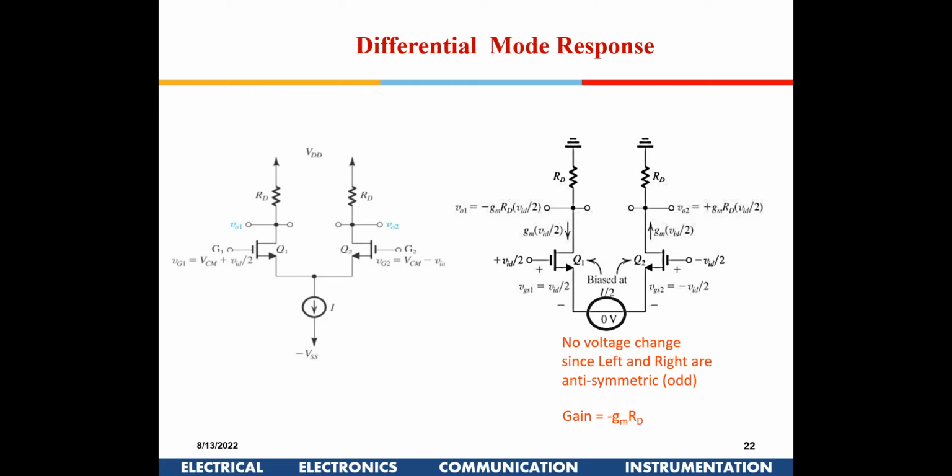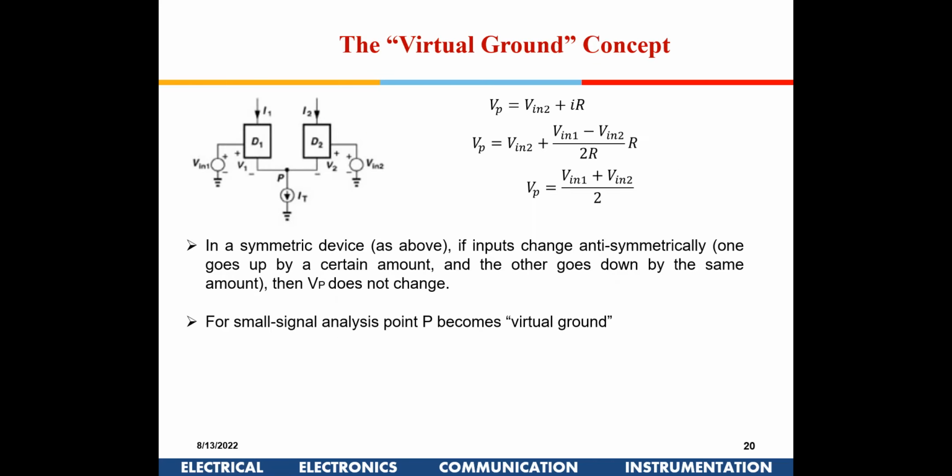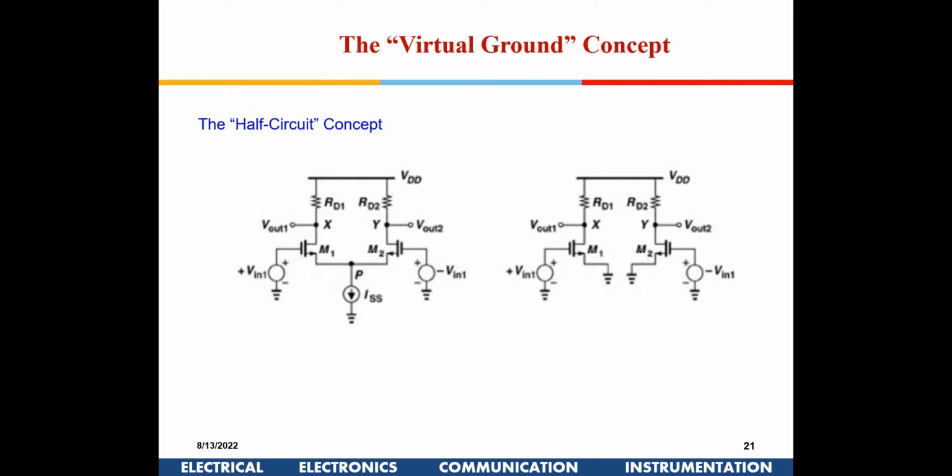Can you please go back to the previous slide? Here? No, the next one. Yeah, here itself. The half circuit over here, when we are considering the circuit on the left with the ISS, the input voltages are same in both the circuits, right? Yeah, V in one, V in one, minus.